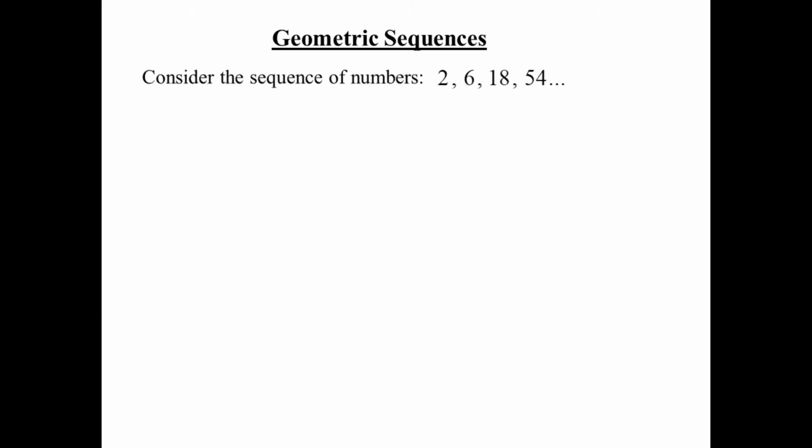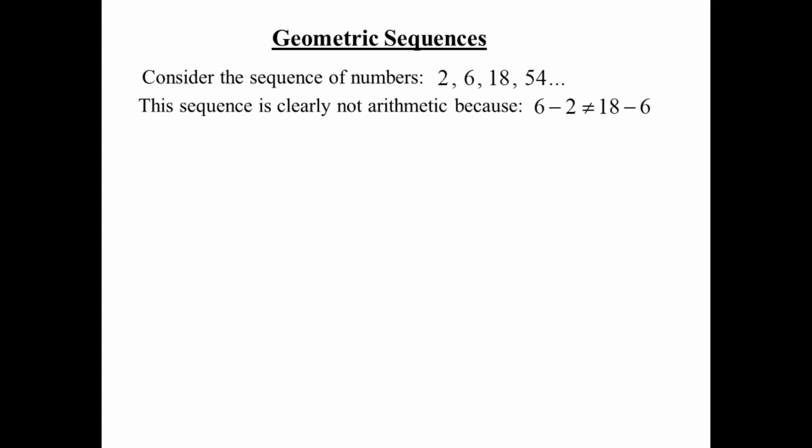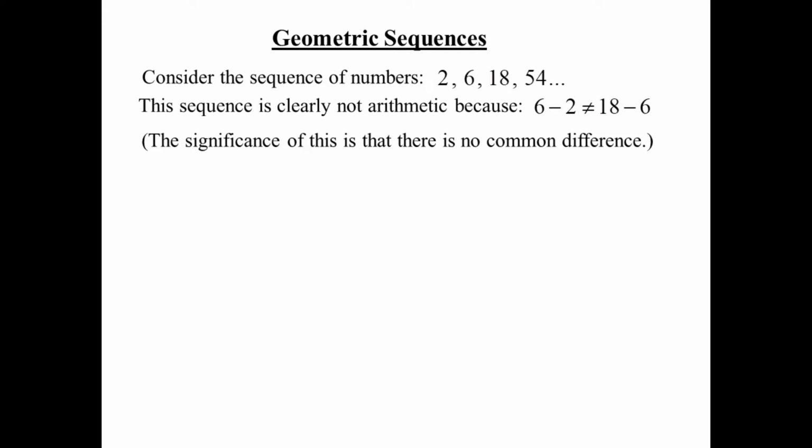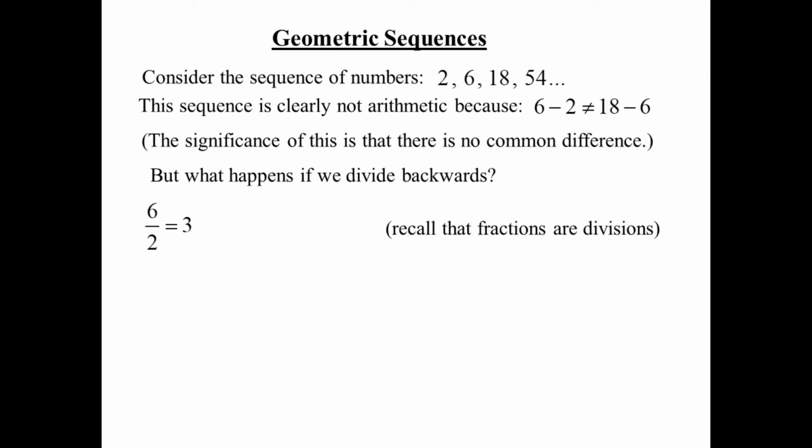Consider the sequence of numbers 2, 6, 18, 54. This sequence is not arithmetic because when you subtract backwards, you don't get the same number. So there's no common difference. But what happens if we divide backwards? We get 6 divided by 2 is 3. Recall, fractions are divisions. 18 divided by 6 is 3. 54 divided by 18 is 3.